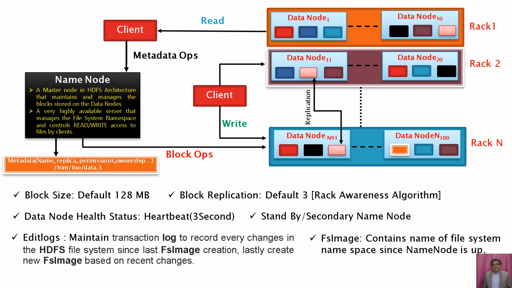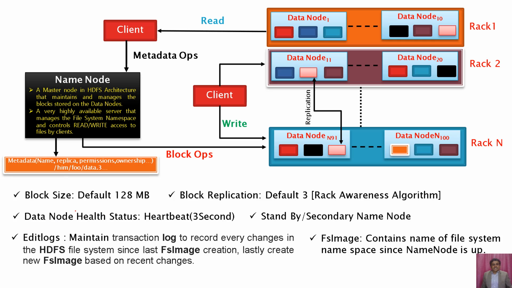Next is the block replication factor. Each block of data is stored on different machines in the cluster. The default replication factor is 3. The blocks are replicated on different data nodes using the rack awareness algorithm. The rack awareness algorithm tries to place blocks on the nodes so that the chances of failure can be reduced.